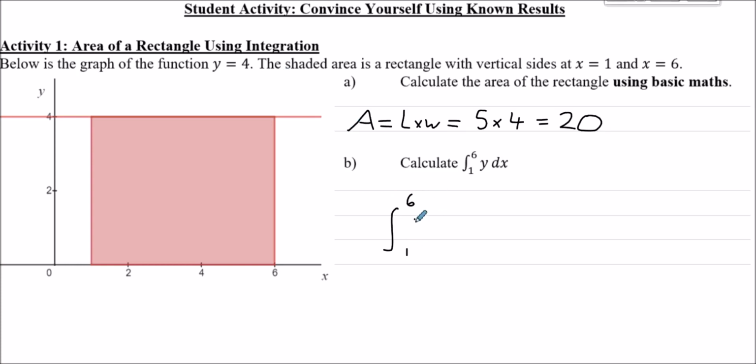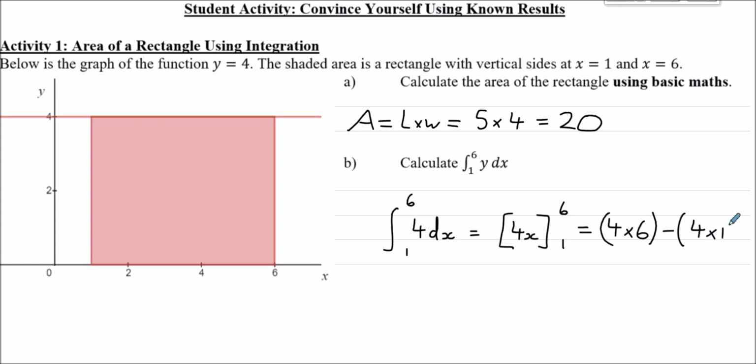Now y is just 4. So if you integrate a constant with respect to x, we just tag an x at the end of the constant term. So 4 becomes 4x. And we're going to integrate this between 6 and 1. So that's going to be 4 multiplied by 6. Not that brackets are needed, but whatever. Minus 4 times 1. So that's going to be 24 minus 4, which is 20. Which is what we had from before. So it checks out, it works as you'd expect.